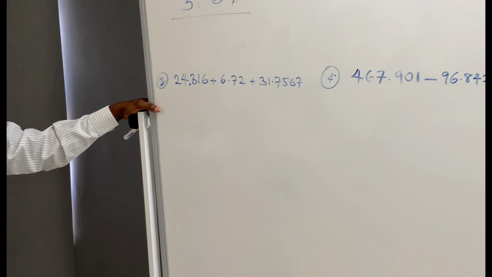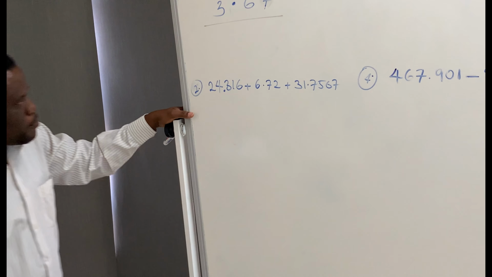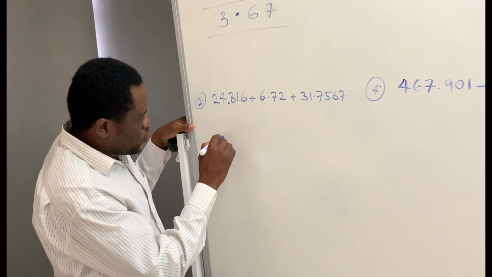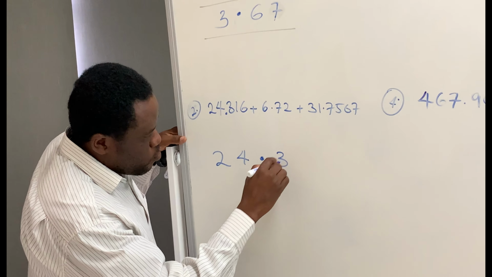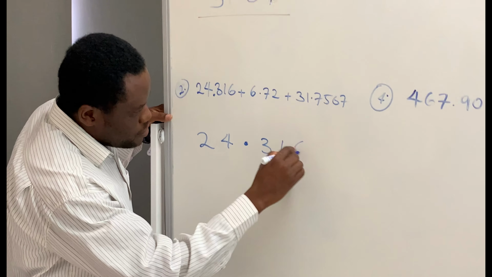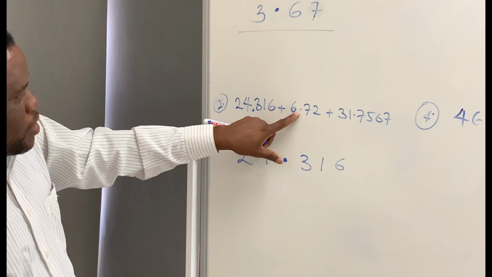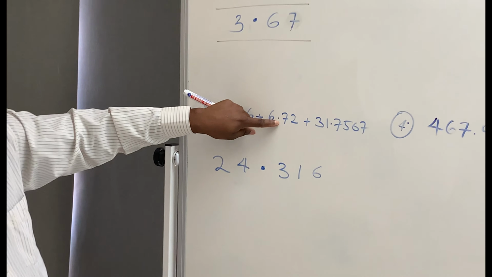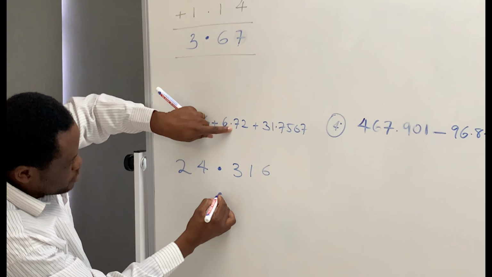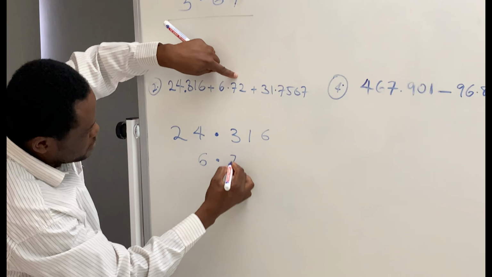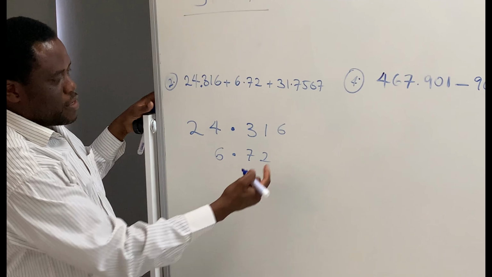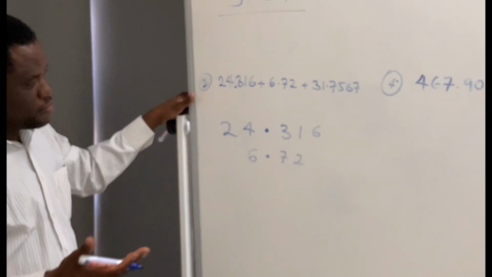We have to arrange this in order. The first one is 24.316. For the second one, you have to let the points be in order. So if this is the point, what is here is 6, and what comes after is 7, 2. If you like, you can add 0 here. If you like, you can leave it, no problem.